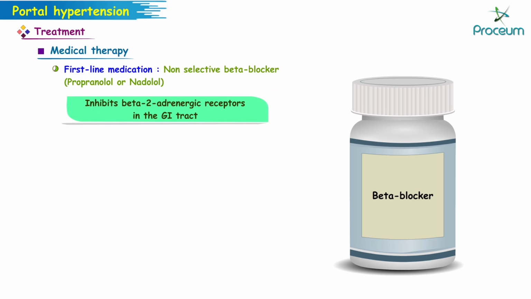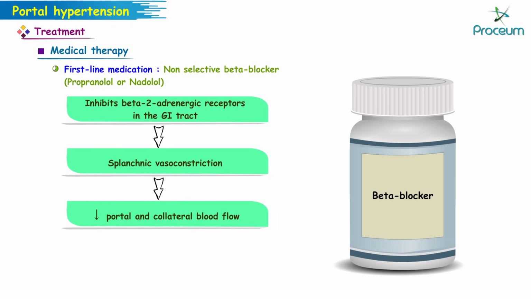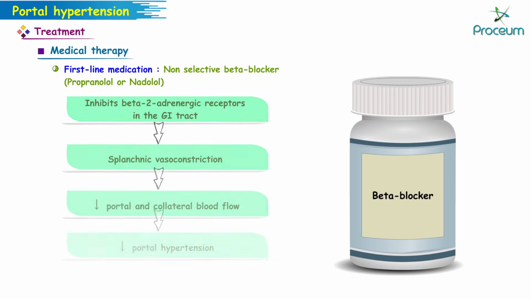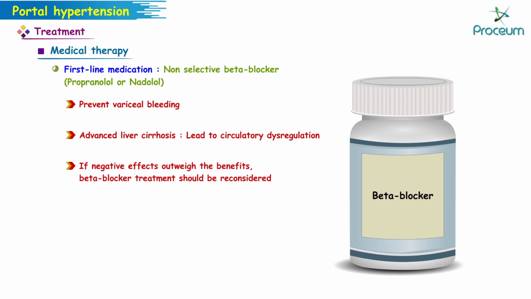It inhibits the beta-2 adrenergic receptors in the gastrointestinal tract, causing splanchnic vasoconstriction, which results in a decreased portal and collateral blood flow, which eventually causes decrease in the portal hypertension. It also is used to prevent variceal bleeding. Beta blocker treatment in patients suffering from advanced liver cirrhosis may lead to circulatory dysregulation. If negative effects outweigh the benefits, beta blocker treatment should be reconsidered.